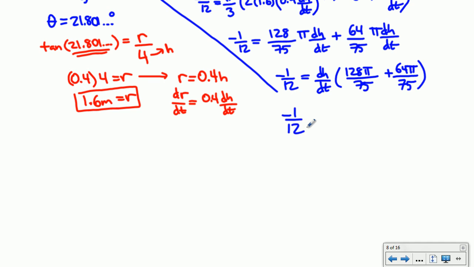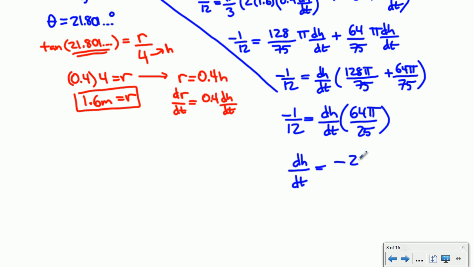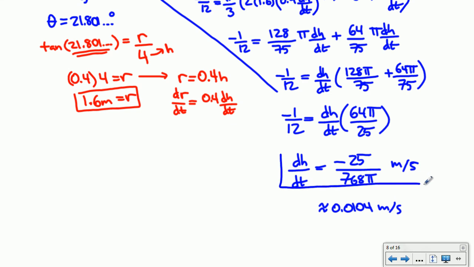So next we have that dh/dt, and then this inside the brackets turns out to be 64 pi over 25, and then it just remains to divide both sides by this, and we get dh/dt finally. So that works out to be negative 25 over 768 pi meters per second, which is approximately equal to 0.0104 meters per second. So that question's done.